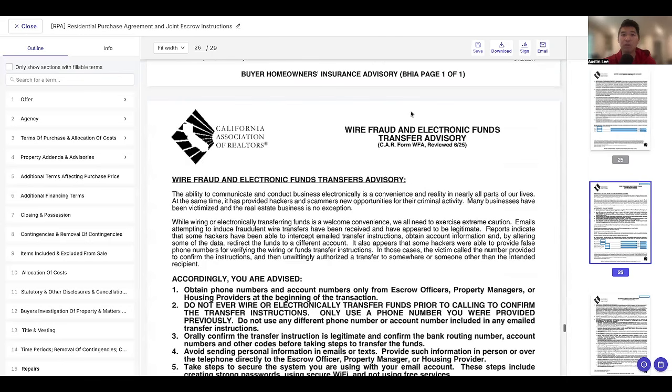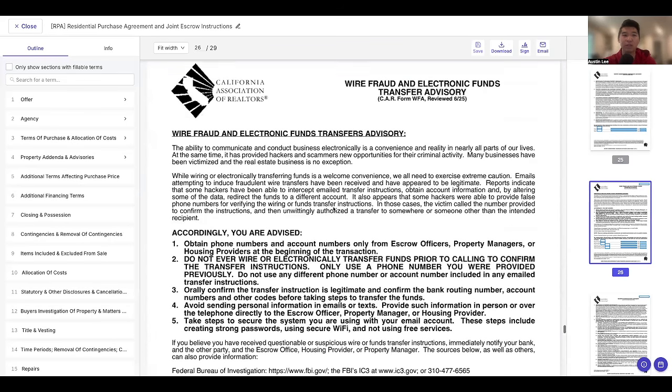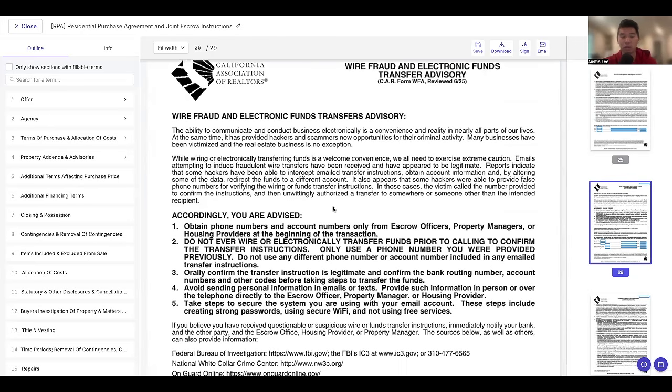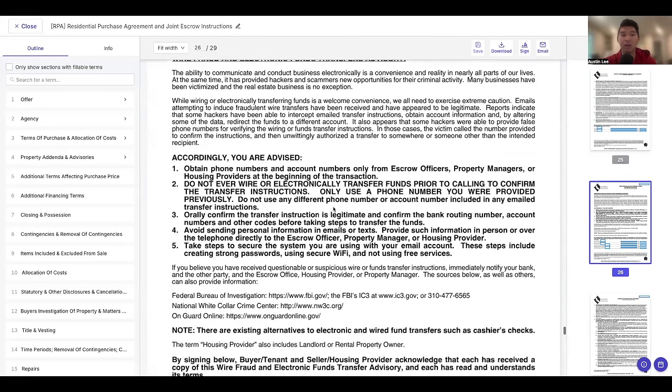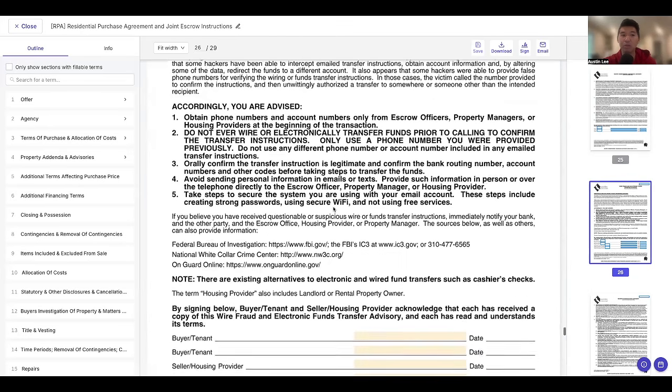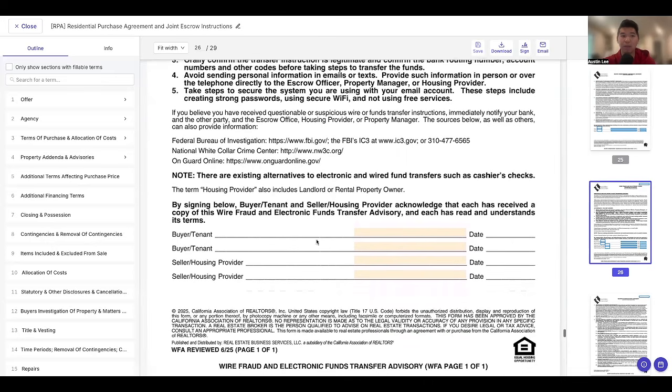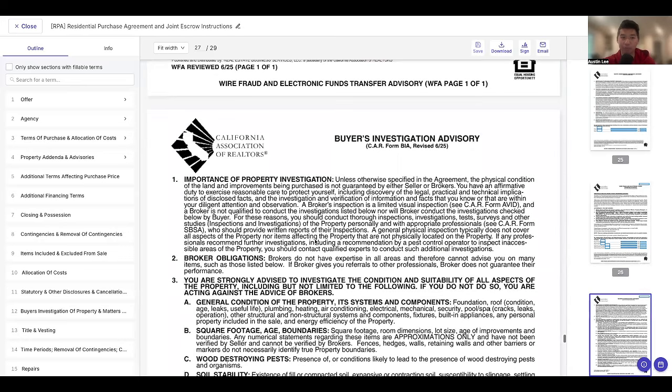Next thing is wire fraud and electronic funds transfer advisory. This is pretty much advising you to be careful when you're paying money, making sure you're submitting to the right people, because there can be, unfortunately, shady people in this world that might try to trick you. So just be aware of that. Buyer and seller will sign that.